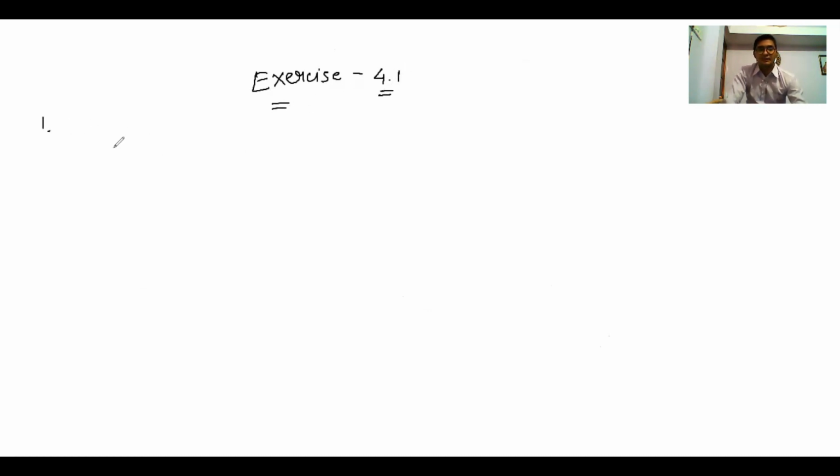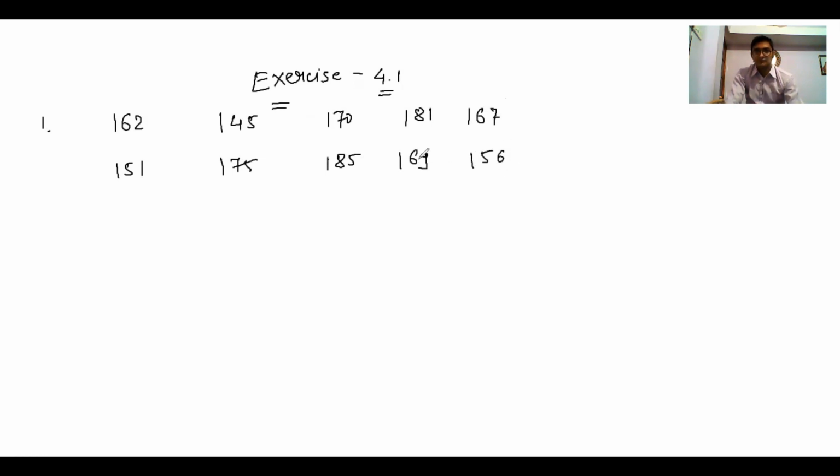Here, sum number 1: the observations are 162, 145, 170, 181, 167. These are the observations which are given in the question.